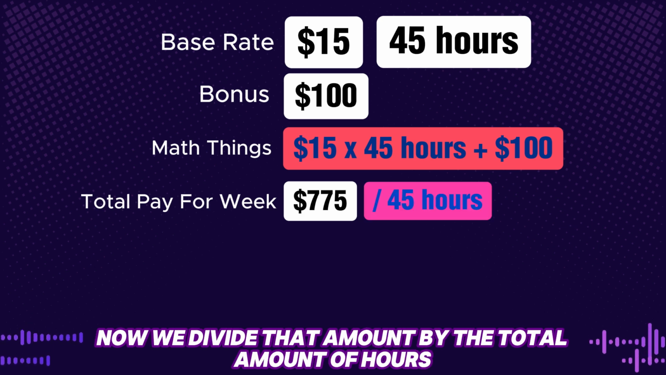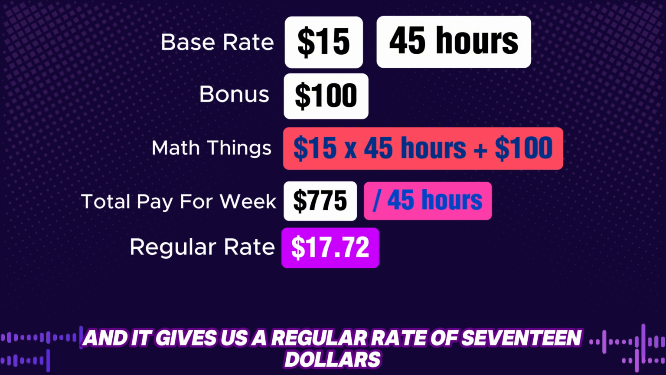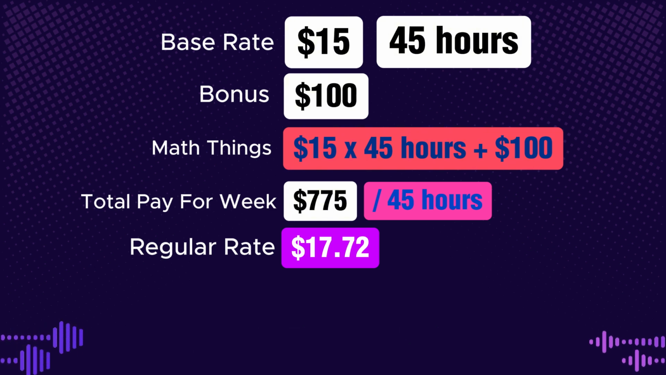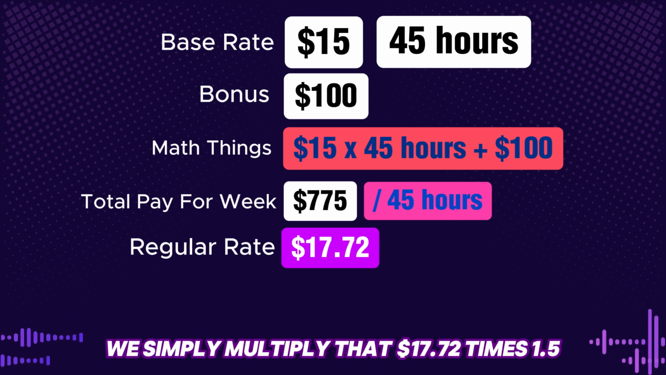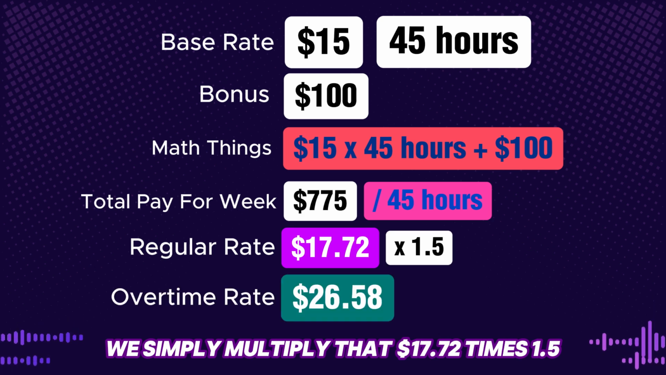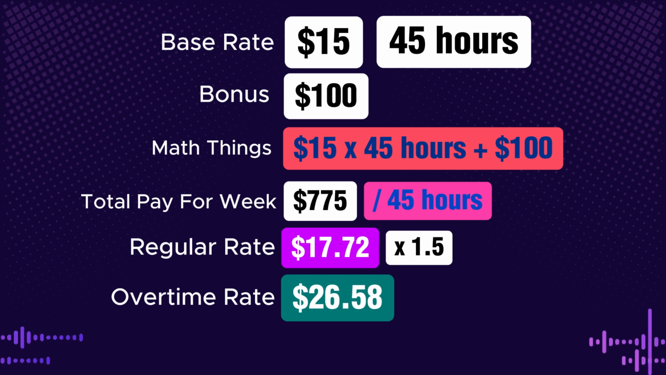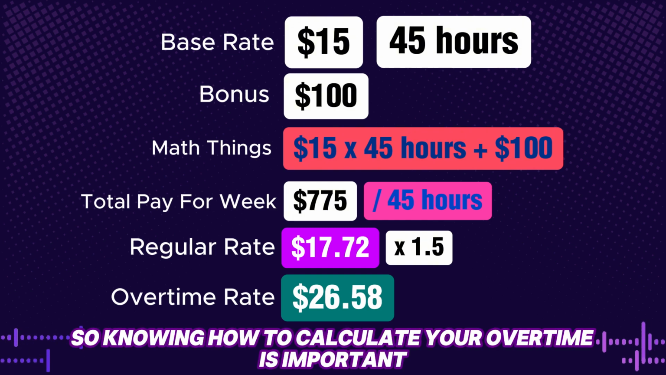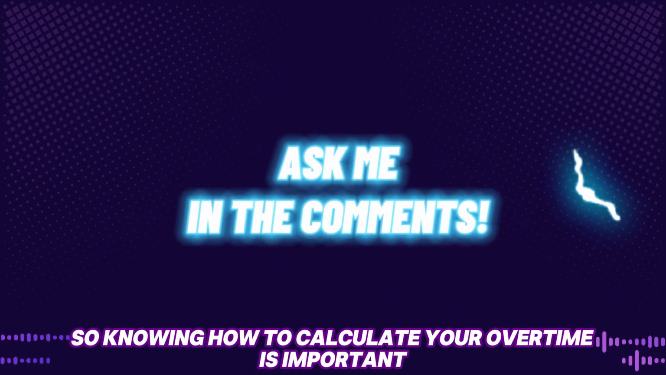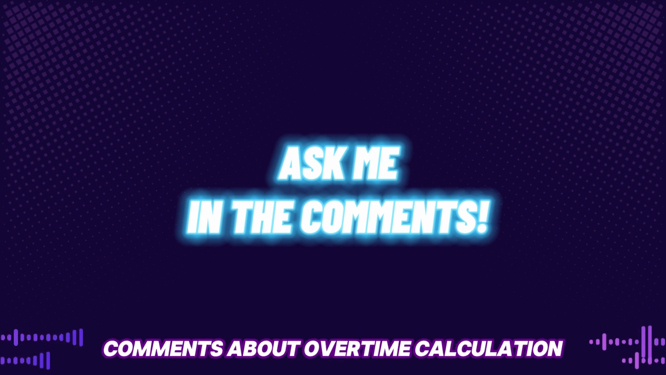Now we divide that amount by the total amount of hours of 45, and it gives us a regular rate of $17.72. A whole dollar more than if we didn't include the bonus. To finish it off, we simply multiply that $17.72 times 1.5, which equals an overtime rate of $26.58 per hour of overtime. Whew, that was kind of a lot. So knowing how to calculate your overtime is important to make sure you're paid correctly, and I'm happy to answer any questions in the comments about overtime calculation.